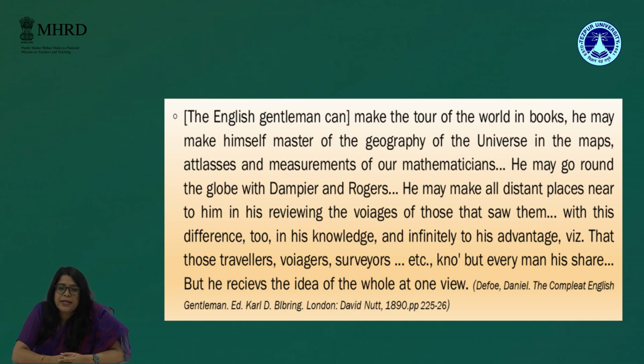Now I'll simply read this extract from this particular book written by Defoe, The Complete English Gentleman. Here he says, the English gentleman can make the tour of the world in books. He may make himself master of geography of the universe in the maps, atlases, and measurements of our mathematicians. He may go round the globe with Dampier and Rogers. He may make all distant places near to him in his reviewing the voyages of those that saw them. With this difference too in his knowledge, and infinitely to his advantage, that those travelers, voyagers, survivors, etc. know about every man his share, but he receives the idea of the whole at one view.